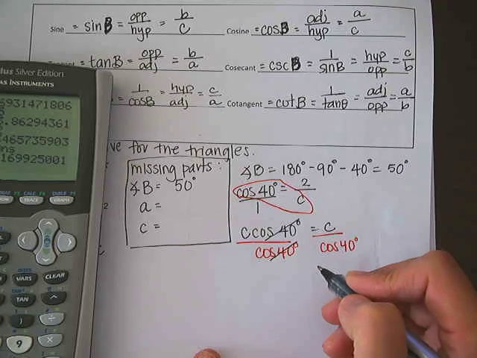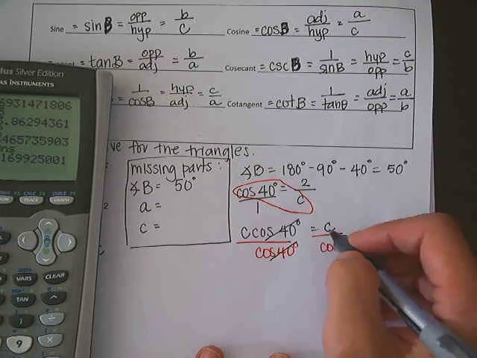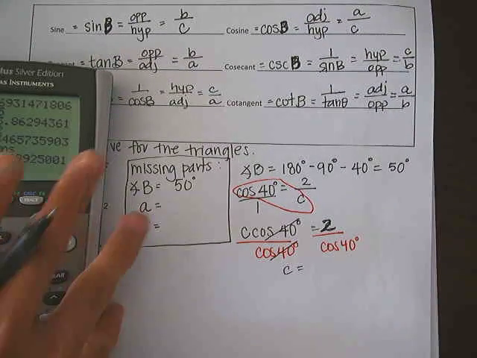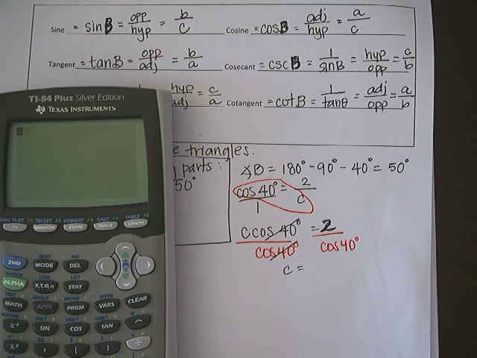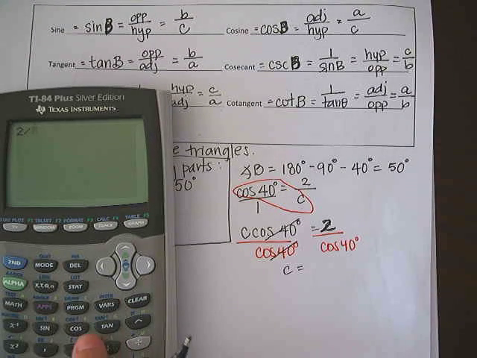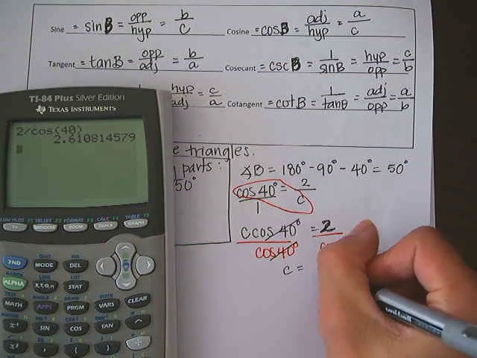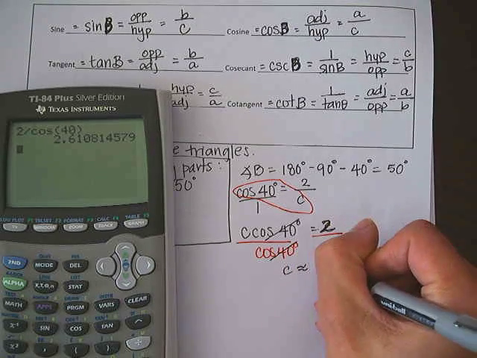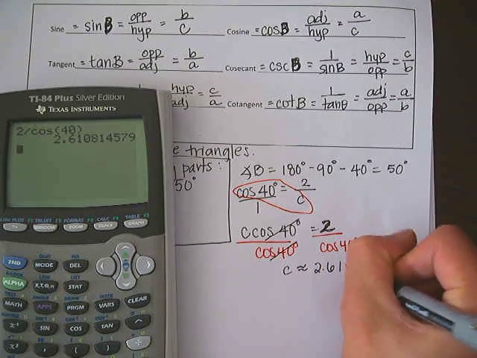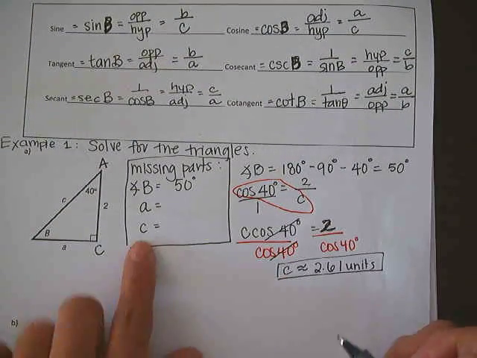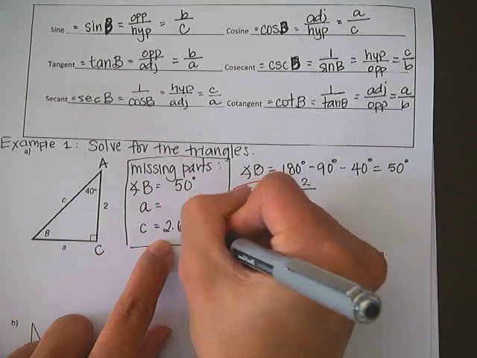Oh my goodness, what did I just do? This is supposed to be equal to 2. Now C equals, I'm going to punch it into my calculator. 2 divided by cosine, which is this button right here, of 40 degrees. Hit 40, close that up, hit enter, and let's round it to 2 decimal places. So C is about 2.61 units. That's my C. So C equals 2.61 units.